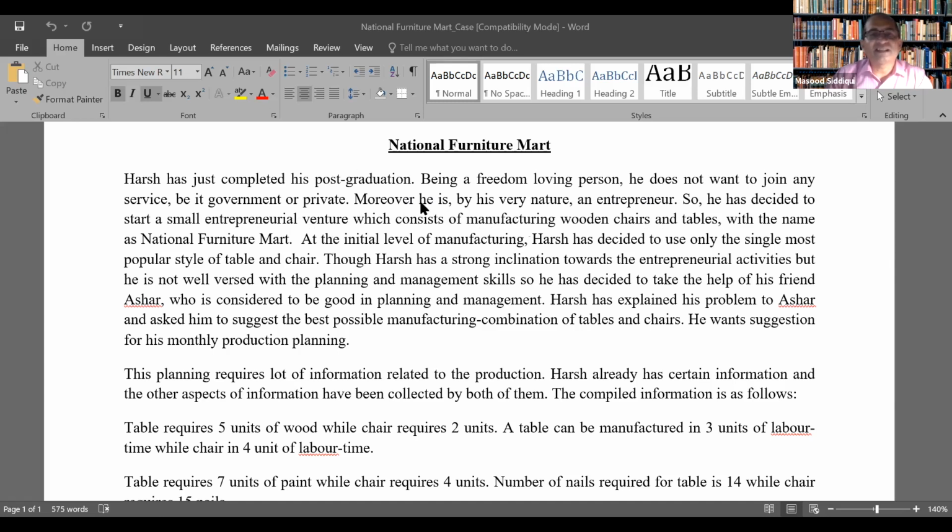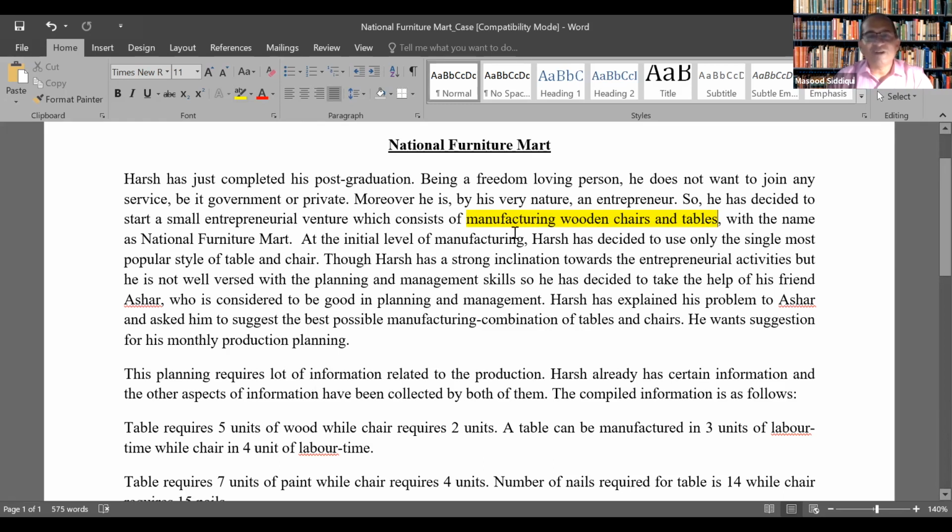So the first thing that is important is he has decided on a venture which consists of manufacturing wooden tables and chairs. So this is the first thing that is under consideration, with the name National Furniture Mart. So the case is written for the National Furniture Mart, which actually constitutes manufacturing wooden tables and chairs. So here some decision making is to be there.